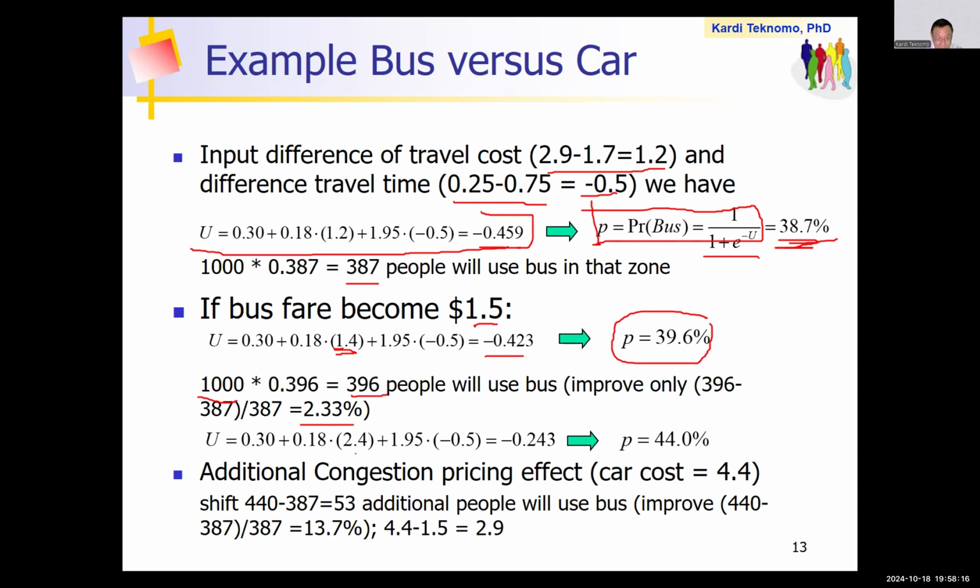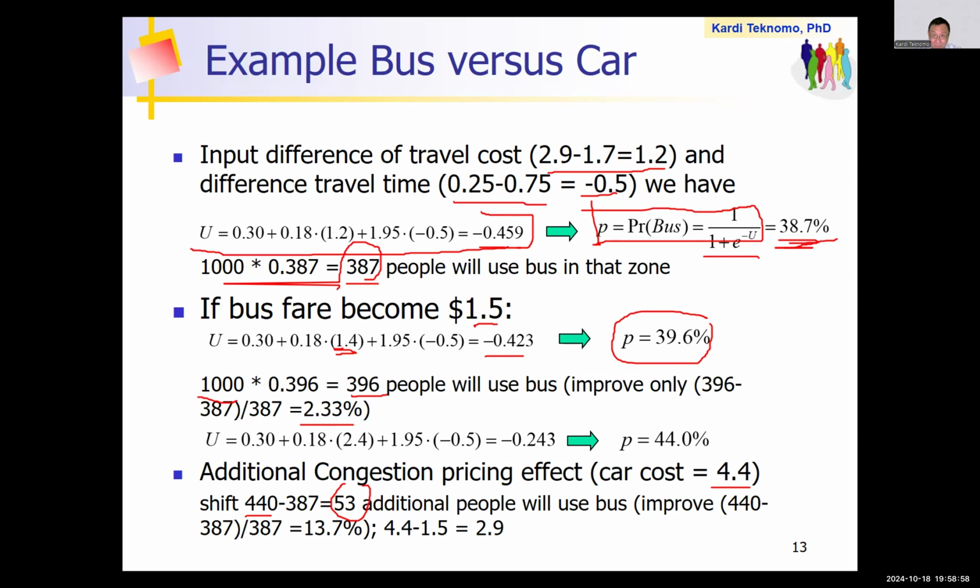What happens if we do congestion pricing? The car cost increases, now becomes 4.4. Again you compute the utility and the probability, and it will shift to 440. Compared to the initial 387, you get an additional 53 people who will use the bus. And this is a prediction.